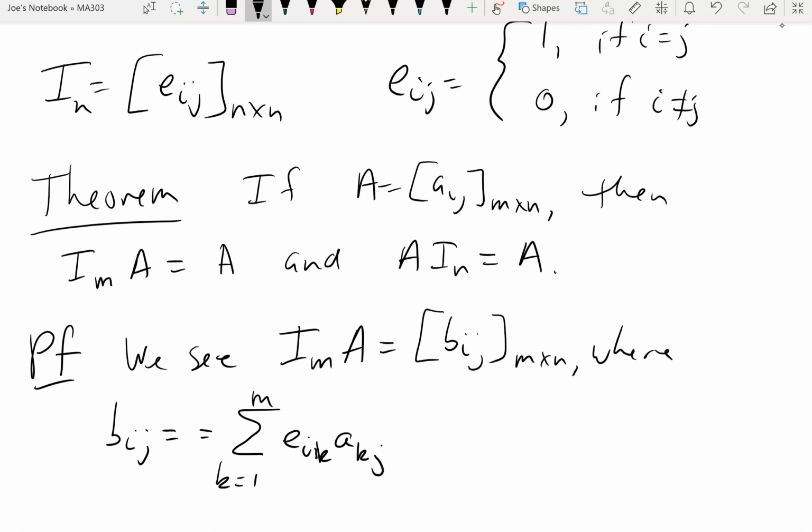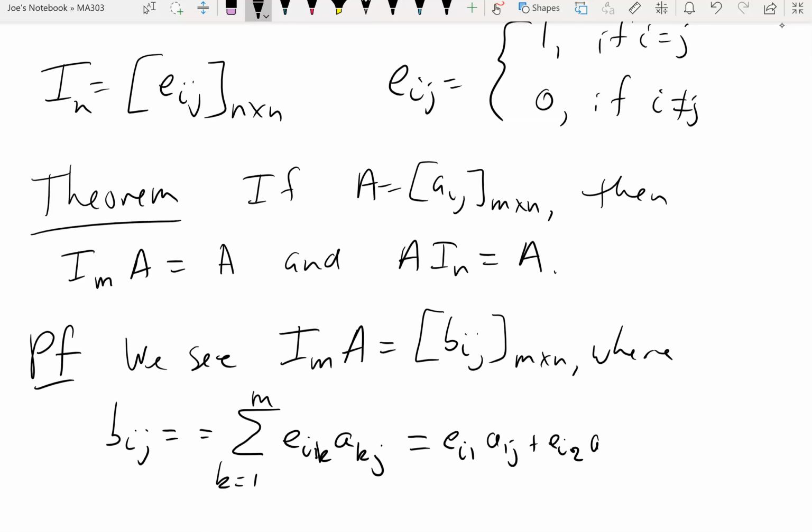Okay. What do we know about E_ik? We know something very specific. It's still up on the screen. It's either 1 or 0, and specifically, when is it 1? When i is equal to k, right? This i is not changing, but this k is, correct? Think about what you would get if you wrote out the sum. It would be E_i1 A_1j, and then E_i2 A_2j, E_i3 A_3j, all the way up to E_im A_mj, correct?